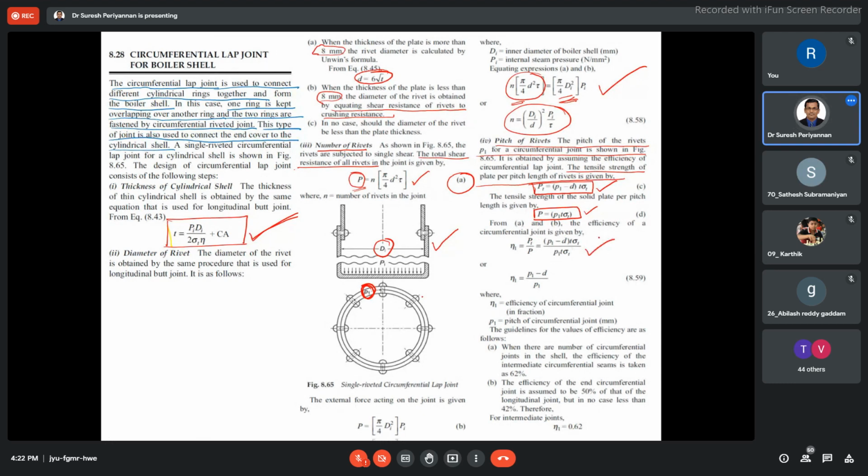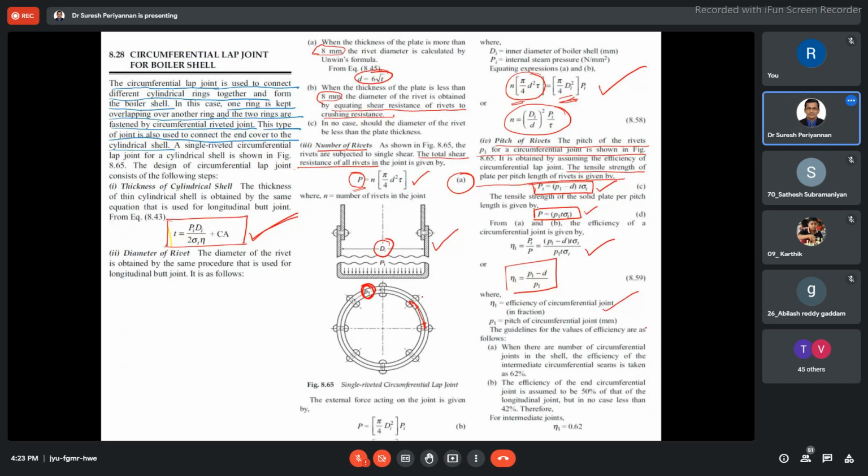Simplify this equation and you are going to get this. This is the efficiency of the circumferential joint. Now the pitch P1 is for the circumferential joint. P1 is the distance between these two rivets. That is P1.